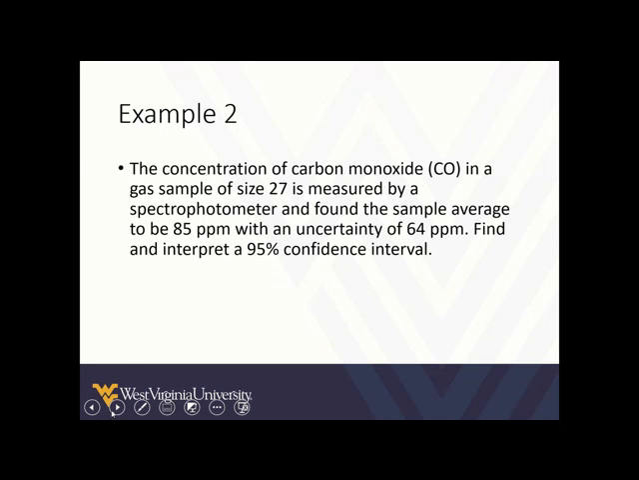Let's take a look at a second example. This one I'll work out a little slower. So the concentration of carbon monoxide, CO, in a gas sample of size 27 is measured by a spectrophotometer and found the sample average to be 85 ppm with an uncertainty of 64 ppm. Find and interpret a 95% confidence interval.